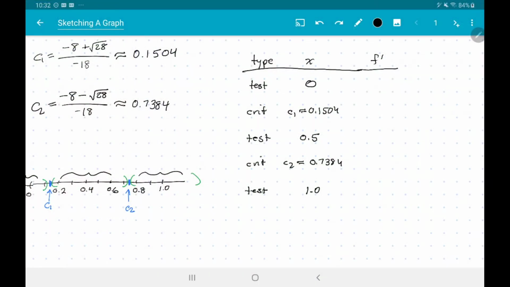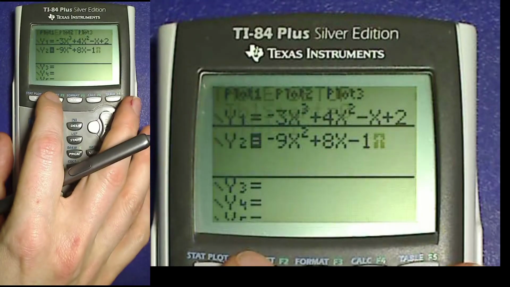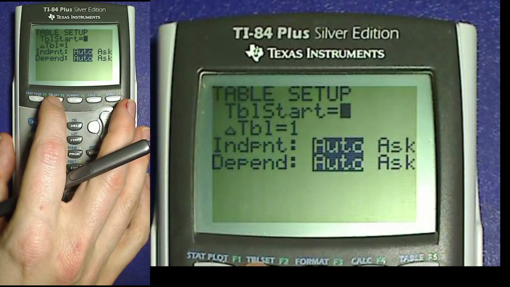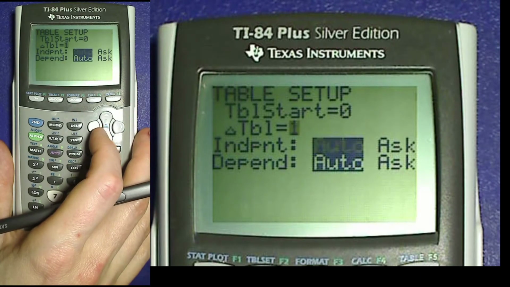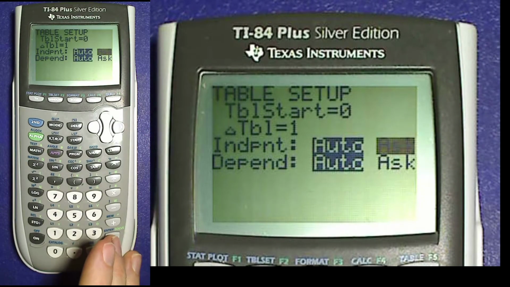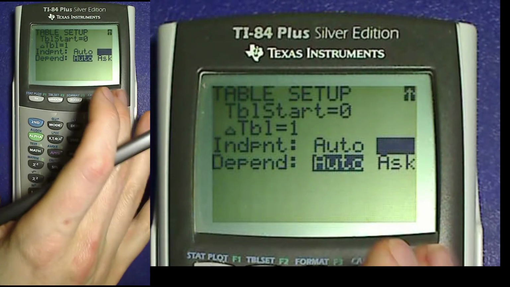We're in the process of filling in this table, that column of the table. So I need to type in these x values. Since I reset this calculator recently, I'm going to just double check here. I did second and then this button to go into the table setup screen. If you go down here to the line that says independent, I'm going to hit enter so that it's set on ask. That will allow me to do this.